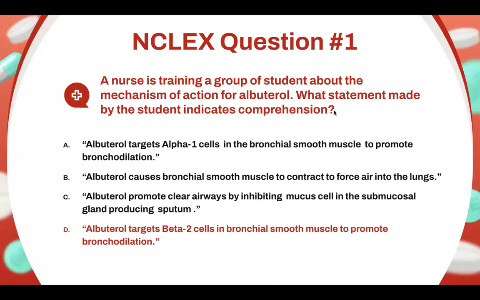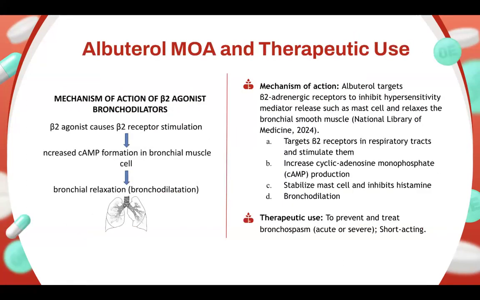And the answer is D. Albuterol targets beta-2 cells in bronchial smooth muscles to promote bronchodilation. So the mechanism of action: albuterol targets beta-2 adrenergic cells to inhibit hypersensitivity mediators released, such as from mast cells, and relaxes the bronchial smooth muscle.